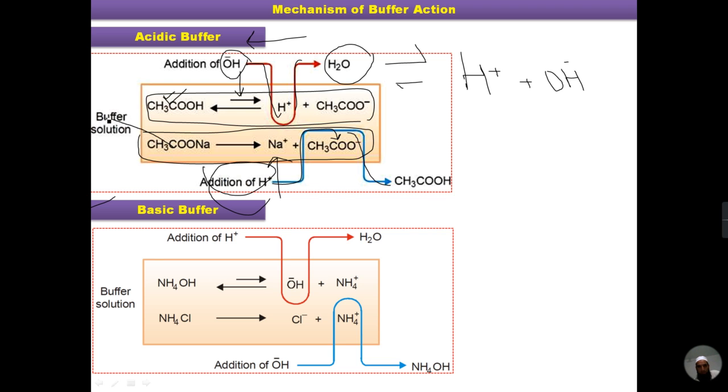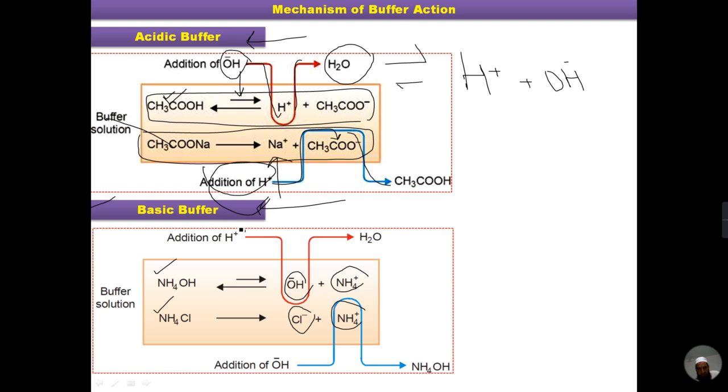Second, let's talk about the basic buffer. So the basic buffer has ammonium hydroxide and ammonium chloride in the solution. Obviously they will be involved in equilibrium: ammonium hydroxide gives hydroxide ion and ammonium ion, and ammonium chloride gets dissociated to form chloride ion and ammonium ion. So this is what we have in the buffer solution.